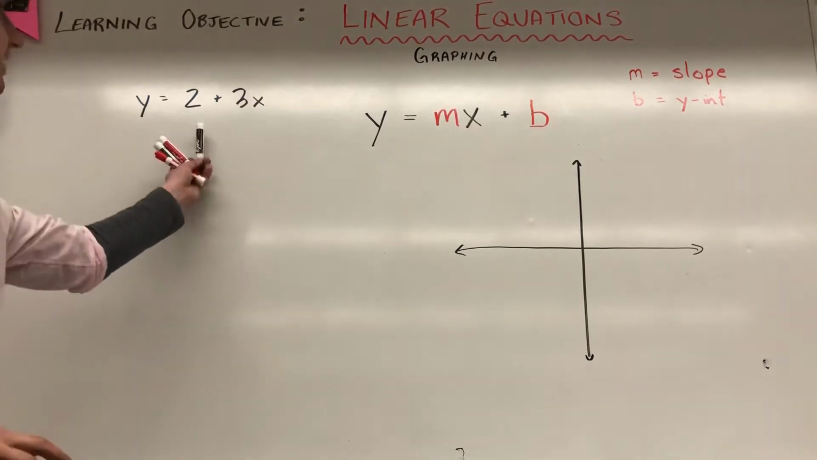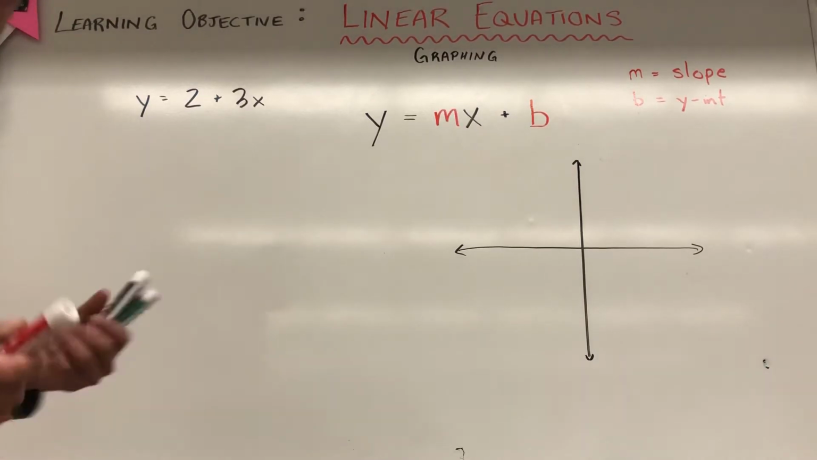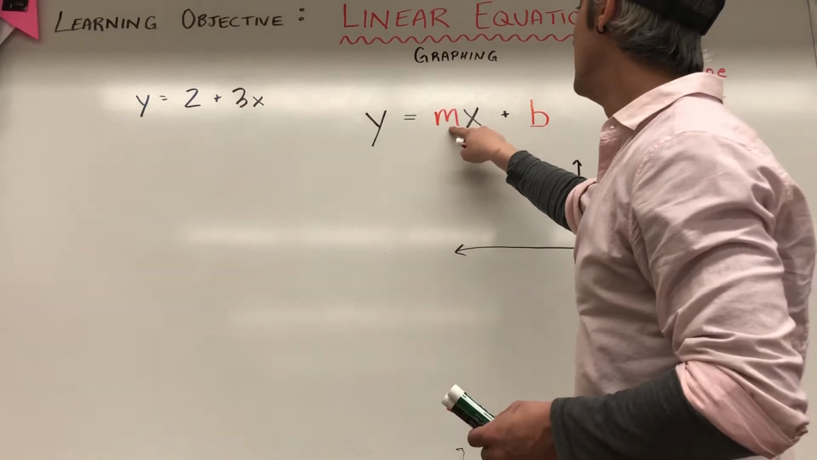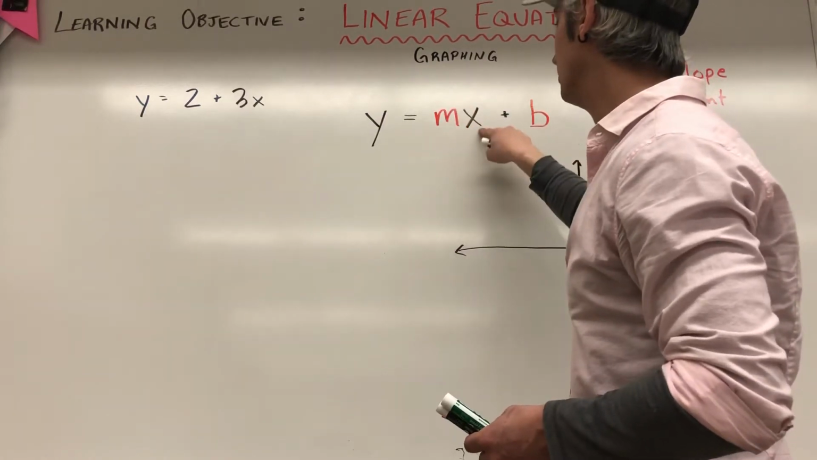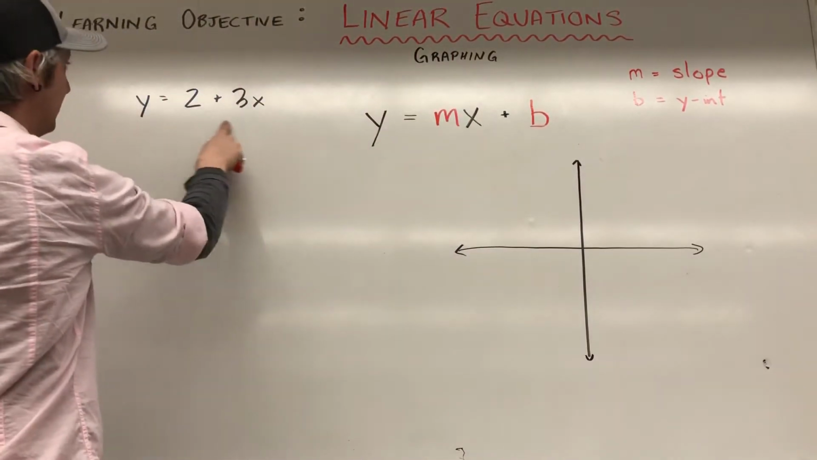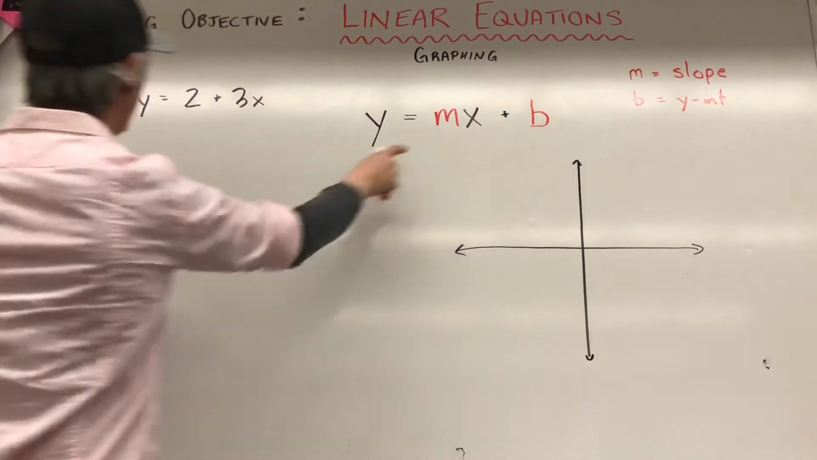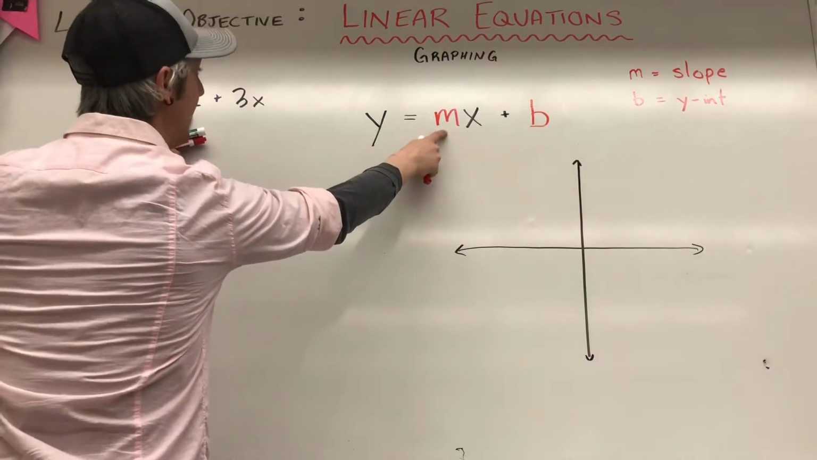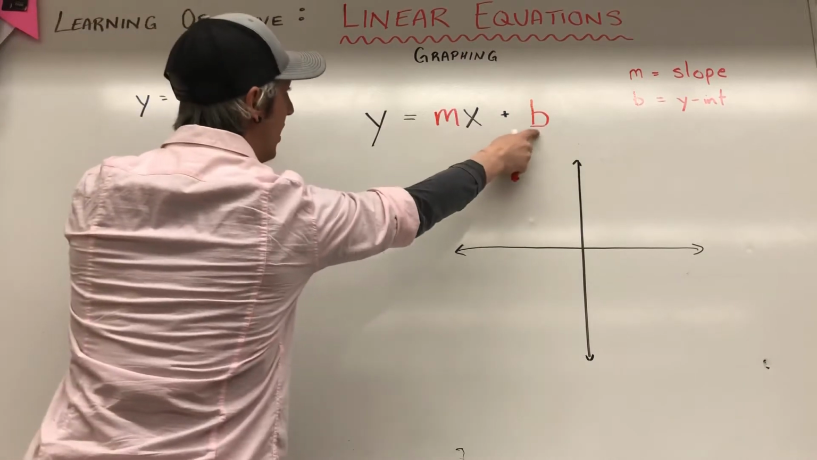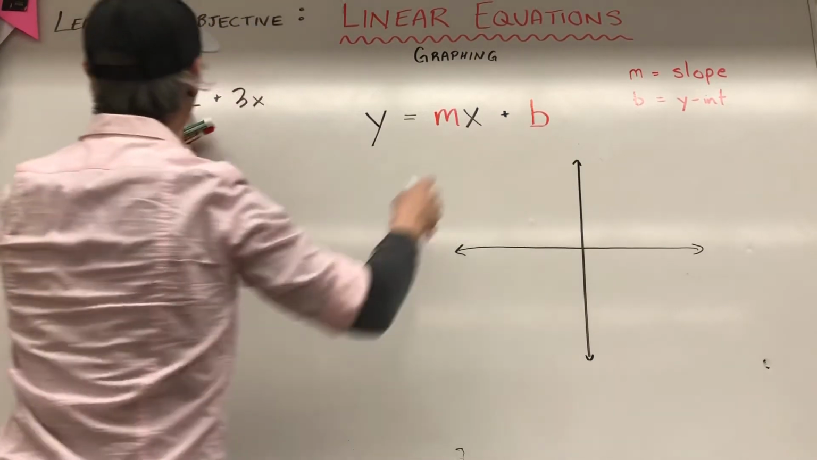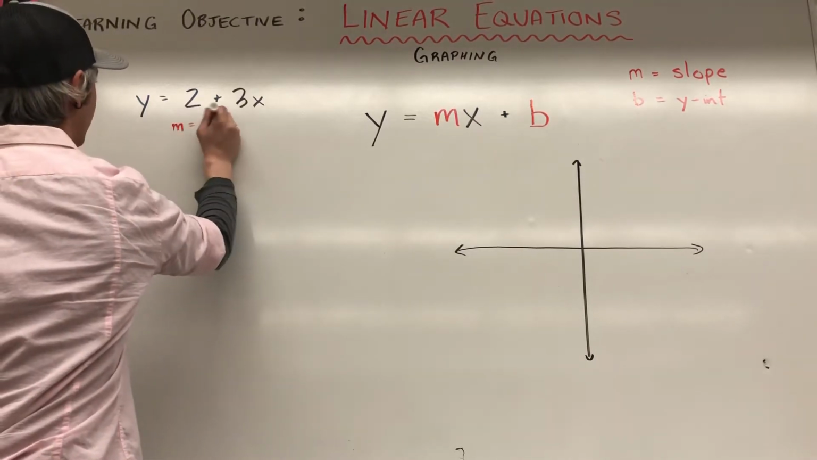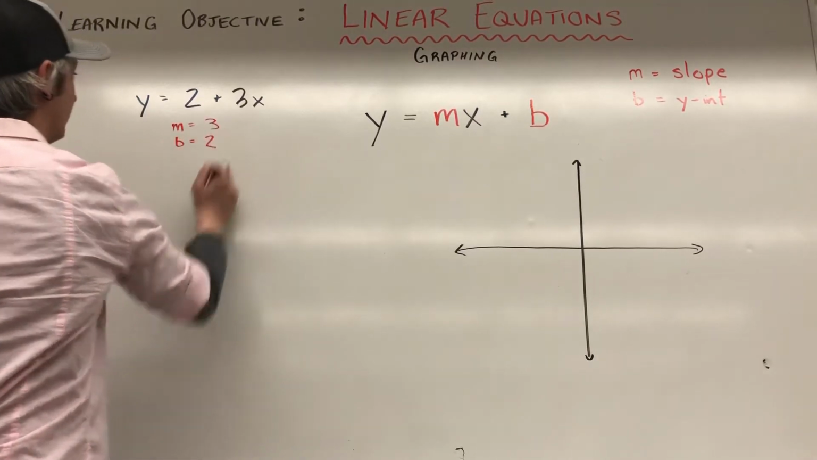What is my slope on this one? Now my slope, we've talked about this in the previous video, is always the number that is associated with my variable, with my x, okay? So just because this is the order here does not mean that 2 is my m. My m has to be beside my x. So in this case, my slope is 3 and my y-intercept, my constant, is 2, okay? So in this case, m equals 3, b equals 2.